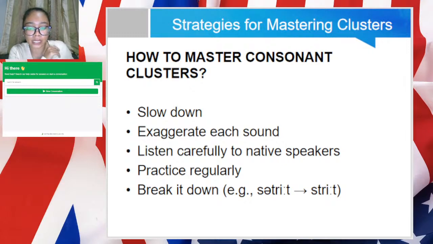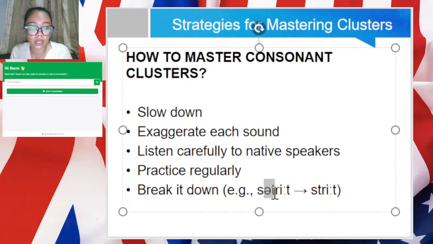Lastly, we have to break it down. This last strategy is really useful for those extra tough clusters. If you're really struggling, try inserting a very, very short sound, like a schwa sound. It's almost silent. It's between the consonants. For example, for the word street, we put a schwa sound there. That flipped e is what we call the schwa sound. That is how it looks in the IPA alphabet. So that's the schwa sound, a quick sound.